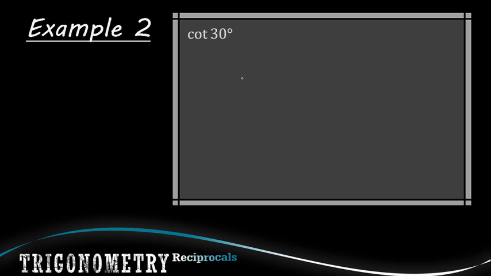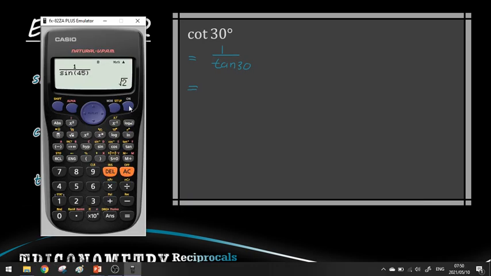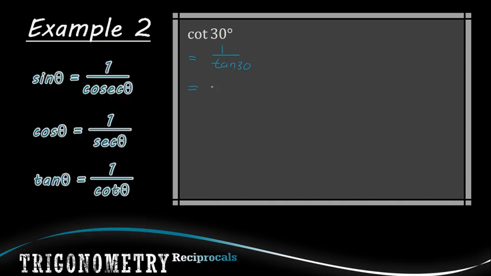Right, then for example 2, we have cot 30. So cot and tan go together, which means I can rewrite cot as 1 over tan of 30, and then type that into the calculator. 1 over tan of 30, and that's square root of 3.